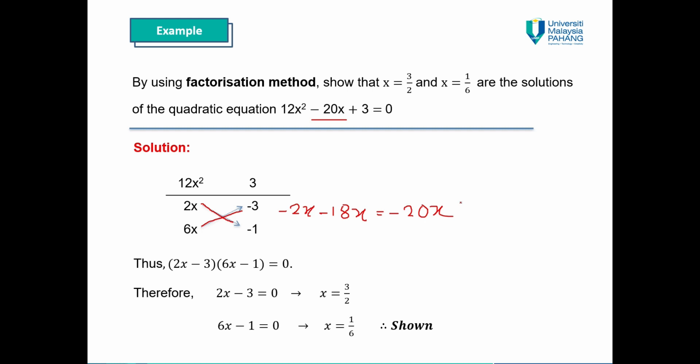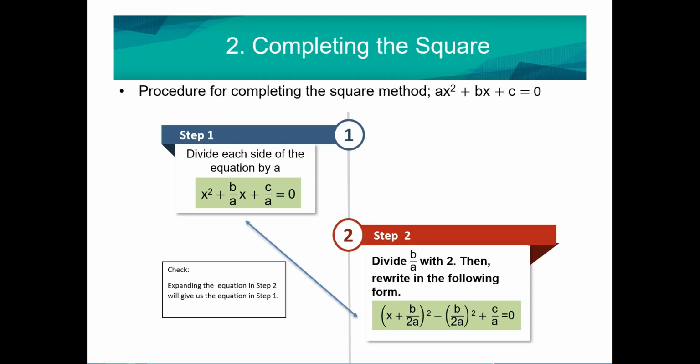Okay, so this bracket equal to 0, so 2x minus 3 equal to 0, so you're getting 3 over 2 and 1 over 6. So this is the example for the proving question. Alright, let's go to the next method, completing the square.